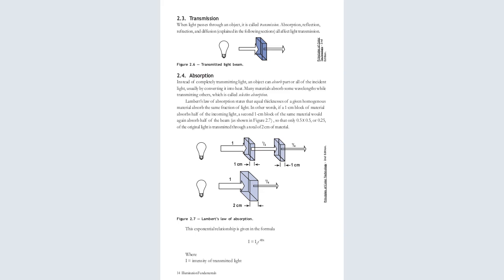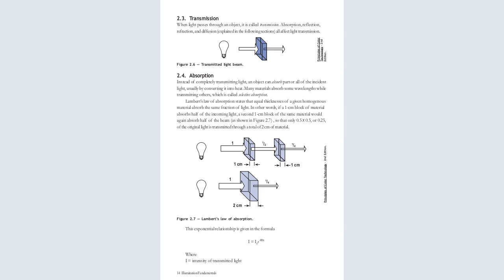So Lambert's law, you can remember we talked about the law. Lambert's law of absorption states that equal thicknesses of a given homogeneous material absorb the same fraction of light. In other words, if a 1 centimeter block of material absorbs a half of the incoming light, then the second 1 centimeter of the same material would absorb a half of the remaining beam. Now it goes by half. We say it is inversely proportional. Inversely means it reduces.